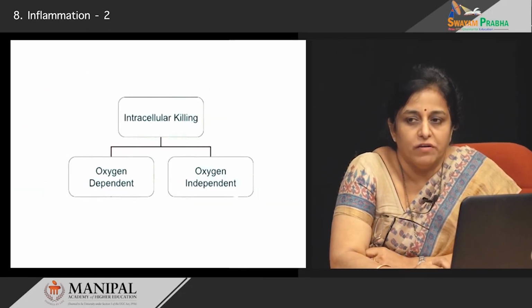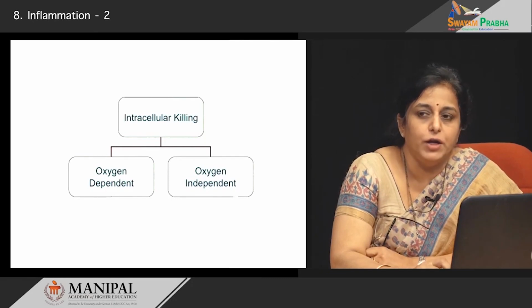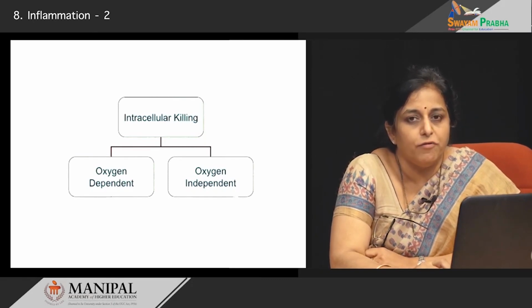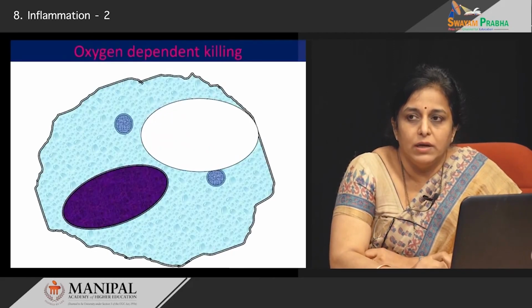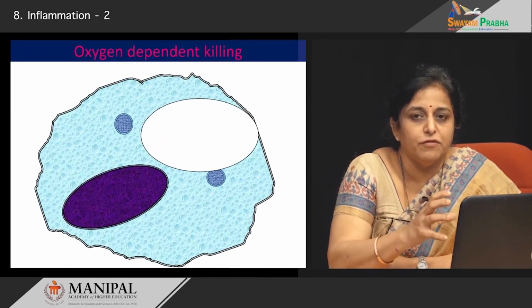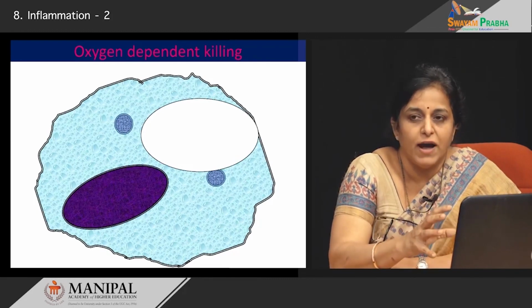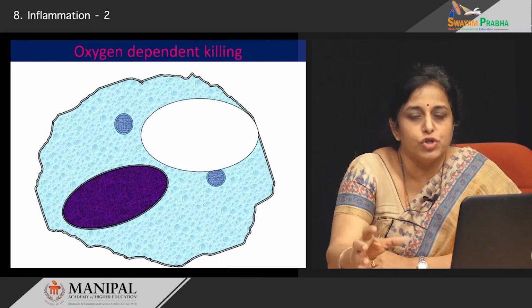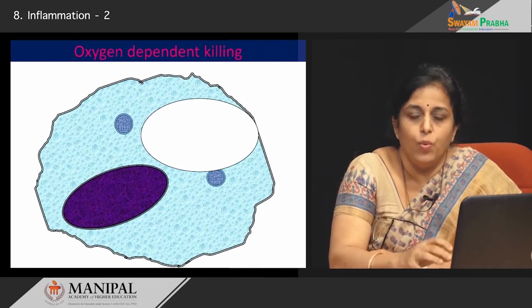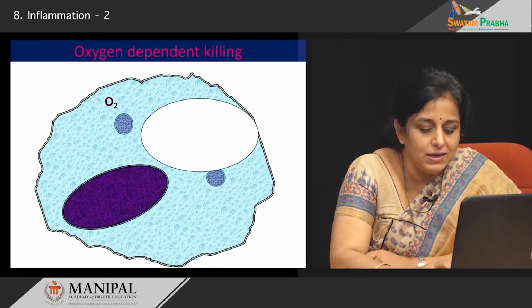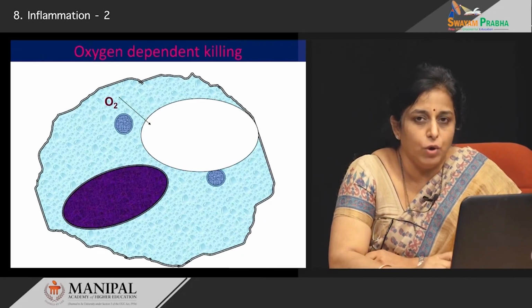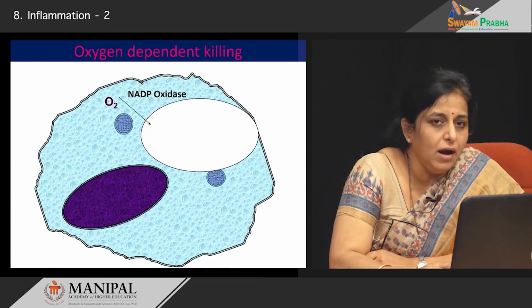The actual process of intracellular killing can be broadly classified into oxygen dependent, which is a very powerful mechanism of killing the bacteria, and oxygen independent. Now, let us look at oxygen dependent killing. We saw that the bacteria are taken up inside the phagolysosomes, which are intracellular vacuoles formed by the fusion of phagosome and lysosomes. When this phagolysosome formation is happening, there is a sudden burst, a respiratory burst, increased consumption of oxygen within the phagolysosome. This occurs with the help of the enzyme NADPH oxidase.